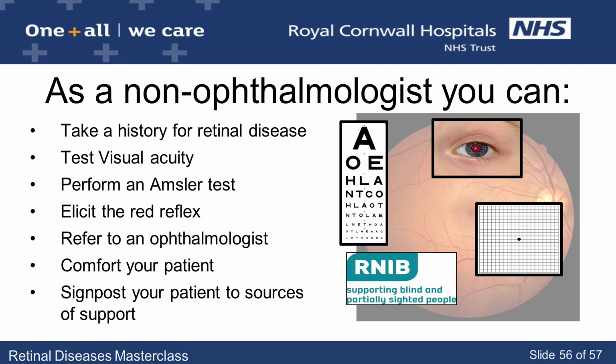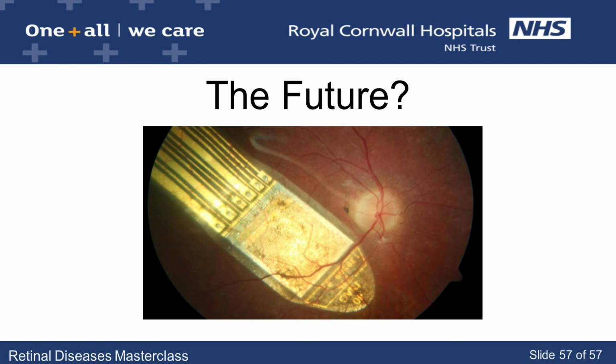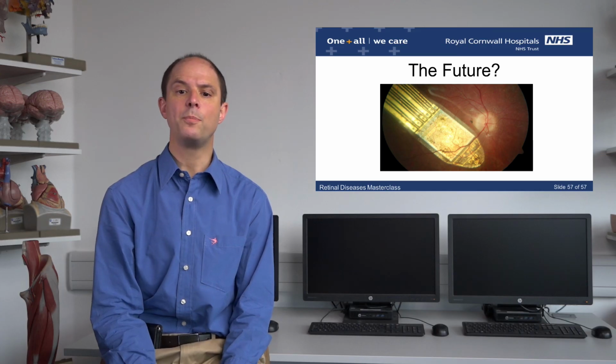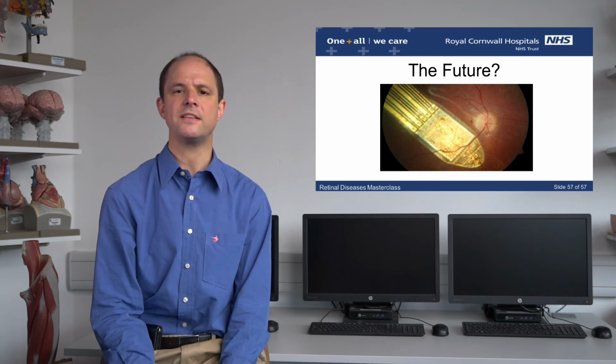So now, as a non-ophthalmologist, you should be able to take a history for retinal disease, test the visual acuity, perform an Amsler test, and at least elicit the red reflex if you cannot see the retina with an ophthalmoscope. You know how to refer to an ophthalmologist and spell ophthalmology. You, of course, can always comfort your patient and signpost your patient to sources of support. And who knows, one day in the future, there will be retinal implants which will start to restore the sight of our completely blind patients with retinal disease.